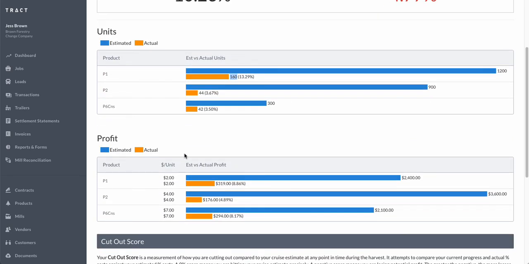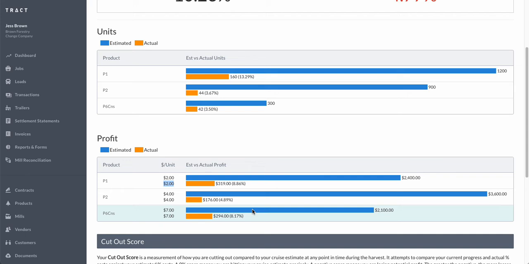We're going to do the same thing for the profit, and so you'll see the numbers are a little bit different. It's not a straight line on units because we're expecting more dollars per unit. Even though we're expecting fewer units of P2, it's more per unit. So this is one of our profit makers. We're expecting quite a lot of units at a higher per unit price. So this is going to show basically the same thing as here, except for profit, showing our estimated profit versus our actual profit. And that really should only change if you change your pricing during the job.